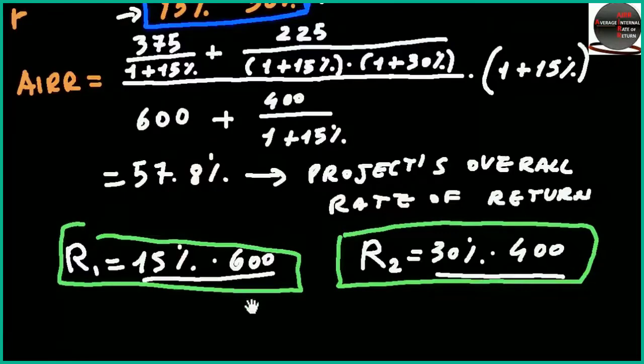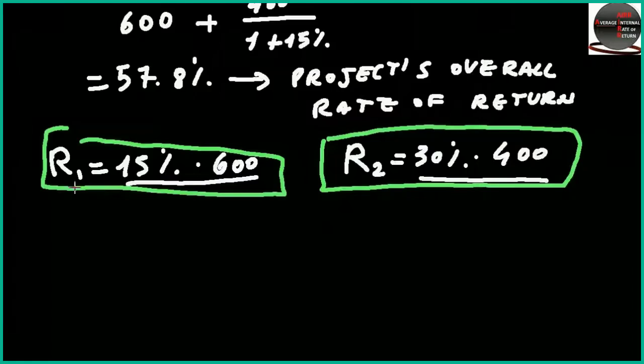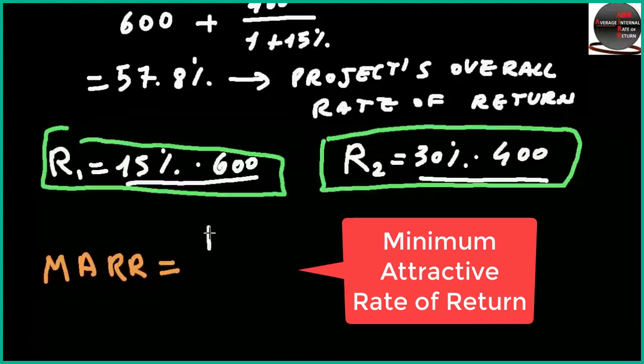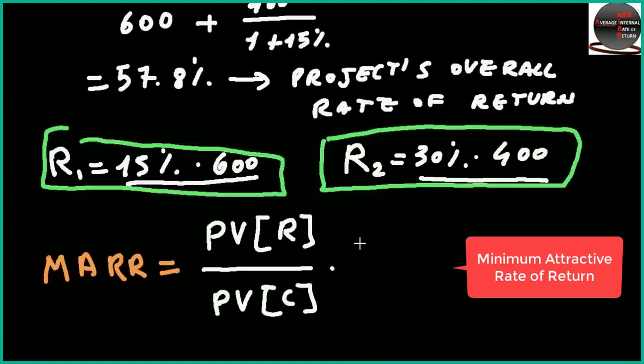Let us do it. MARR, minimum attractive rate of return, that is the project's overall cost of capital, and we divide the present value of the market returns by the present value of the capital, and we multiply by the conversion factor 1 plus R1.